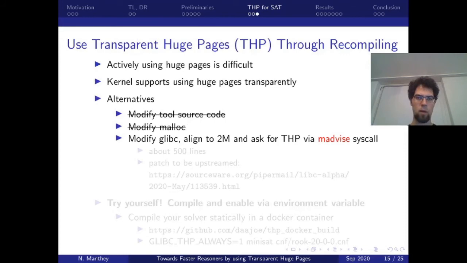Okay, so what can we do to apply huge pages? There are different alternatives. One could actively use huge pages by telling the system in advance that one wants them, and then pre-register a given amount. Then the kernels support using huge pages transparently, so one could just apply that system-wide as presented earlier. And then there are other alternatives if you don't want to change the system setting but only want to tackle a single program. You could modify the tool source code, which would work for a single tool, but which would have to be ported to different tools.